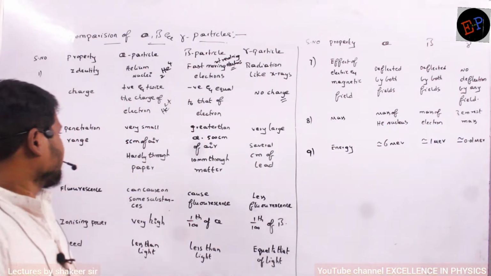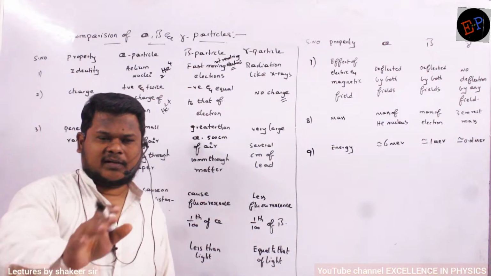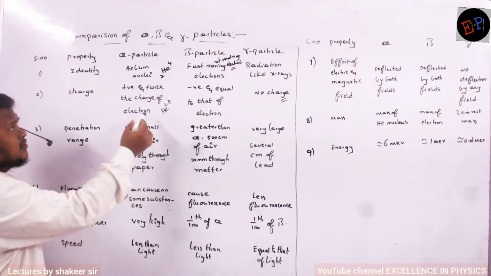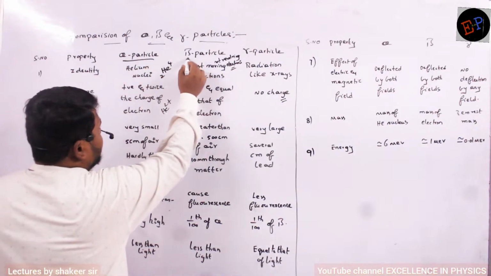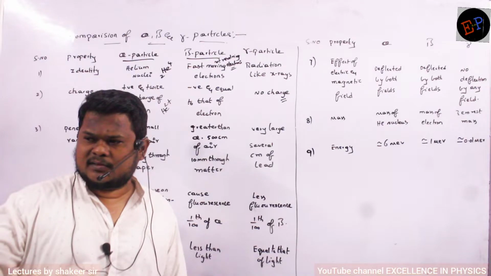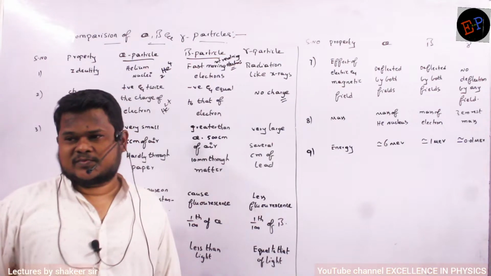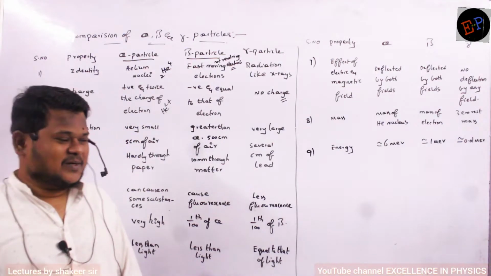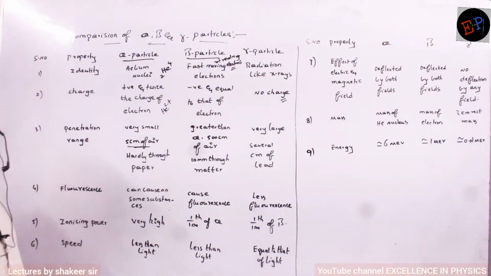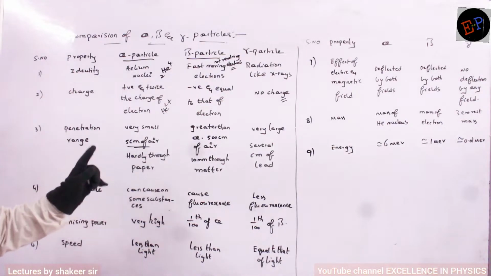Understood, no? Okay. Similarly, penetration range. How deeply they can penetrate into matter, that is called penetration capacity. See, alpha particle is a very, very heavy particle. So it cannot penetrate into matter. For example, if I incident an alpha particle on paper, it cannot pass through the paper also. And in air, it can travel only up to a distance of 5 centimeters. So the penetration capacity of alpha particle is very less.